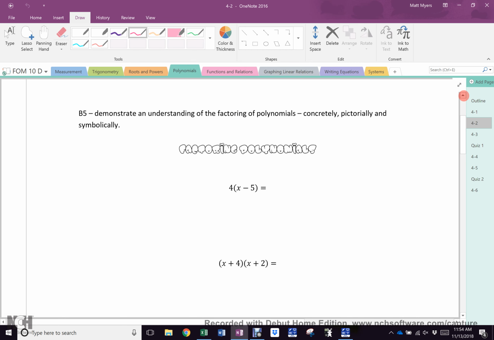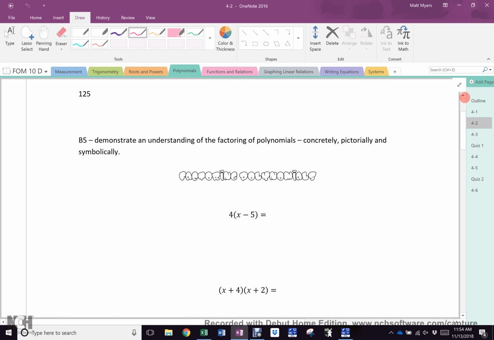Okay, we got to do a bit of background chitter chat before we go too much further with this. What is the title of this page? Factoring polynomials. We have already dealt with factors this year, yes? We were doing prime factors. You already know how to do those, yeah?